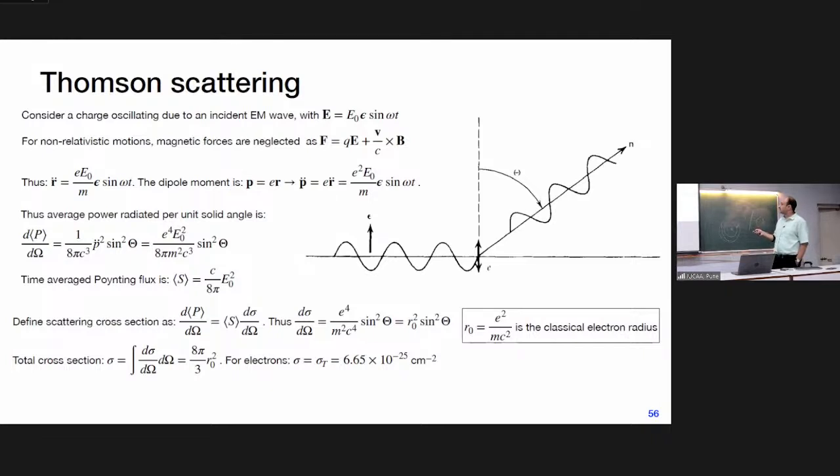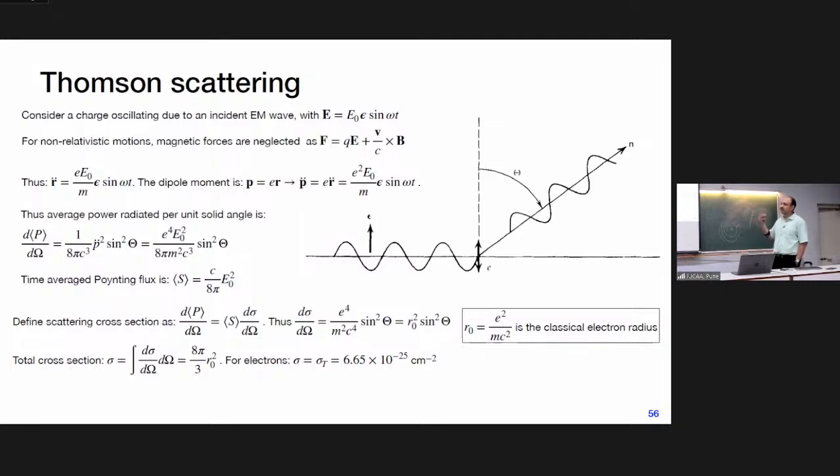If it is starting to oscillate, then you have an acceleration of the electron, r double dot. And if you have acceleration of electrons, you will have some radiation that will come out. So in practice, what we usually do for this is we find out the dipole moment, and that is why the dipole moment was used in the previous lecture, because it's easy.